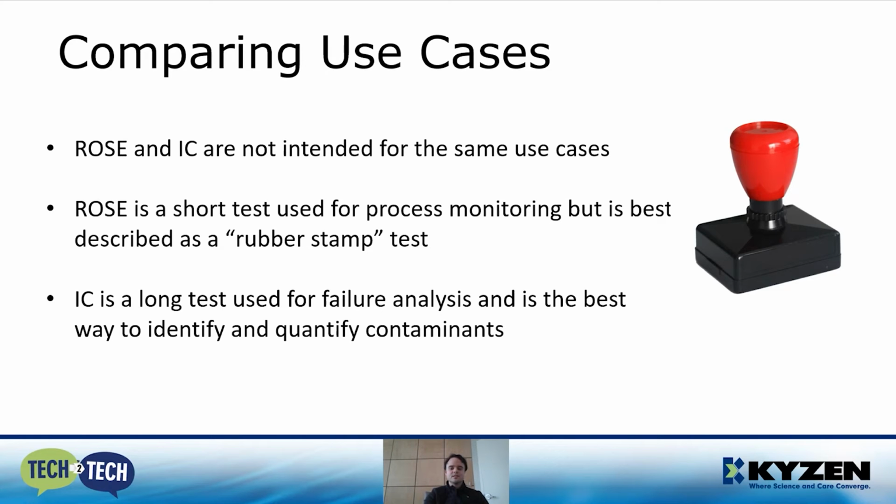Next, let's look into the use cases for IC and ROSE and see how they compare. It would seem natural to group these two testing methods together as they both test for ionic contamination. However, their use cases couldn't be more different. The ROSE method finds its use in process monitoring. In today's world, with today's modern fluxes, it is little more than a rubber stamp test to potentially rule out the most egregious examples of ionic contamination. Ion chromatography is best suited for failure analysis. It is able to accurately discern the specific contaminants on a board and quantify them with a high degree of tolerance or confidence.